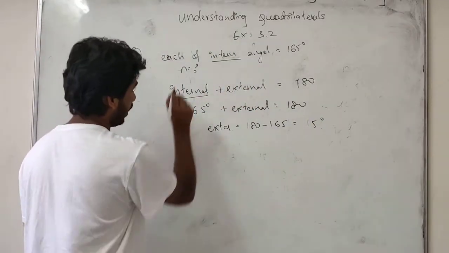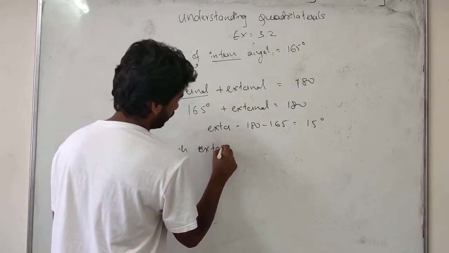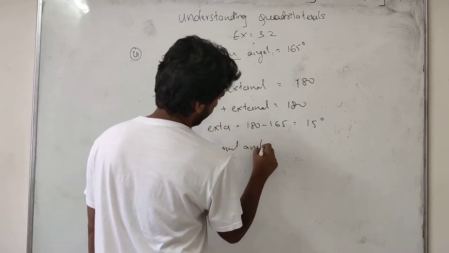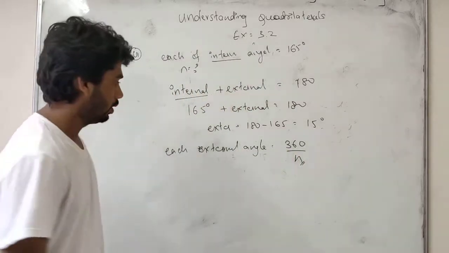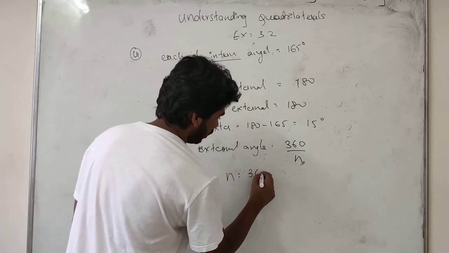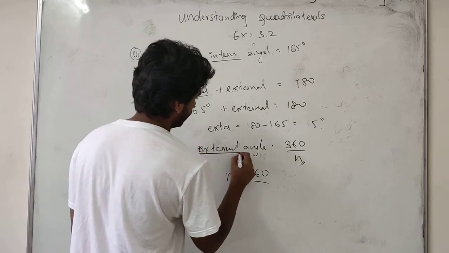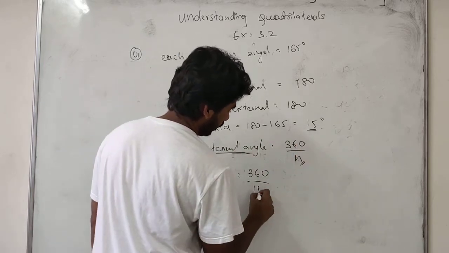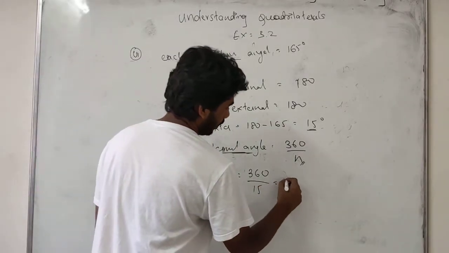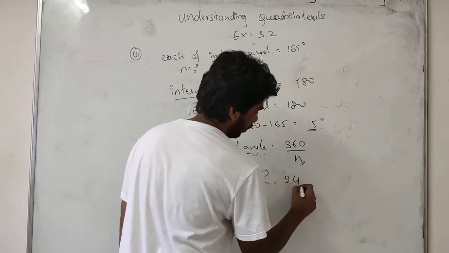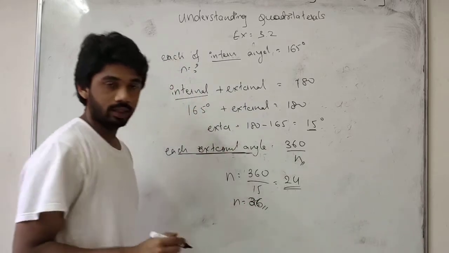After that, we have to find n. Each external angle will be 360 divided by n. From here we can find out the value of n. So n is equal to 360 divided by each external angle, which is 15. 360 divided by 15 gives 24. So 24 sides are there. We are getting n is equal to 24.